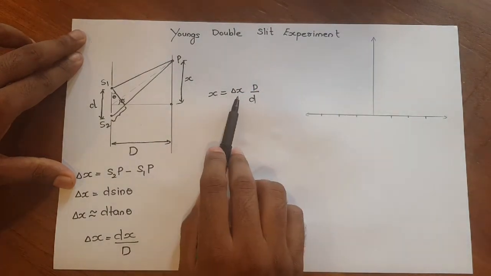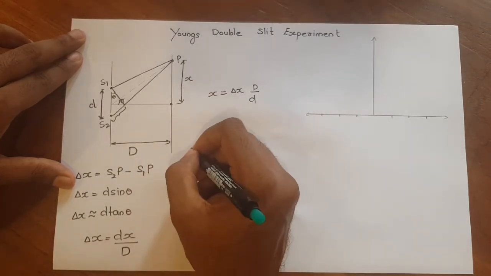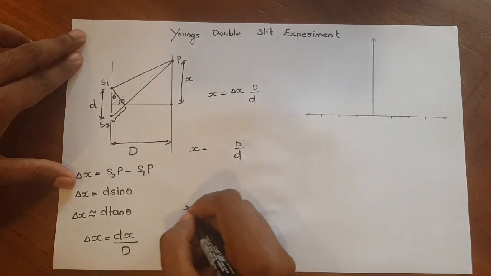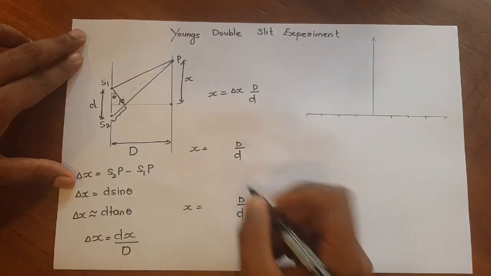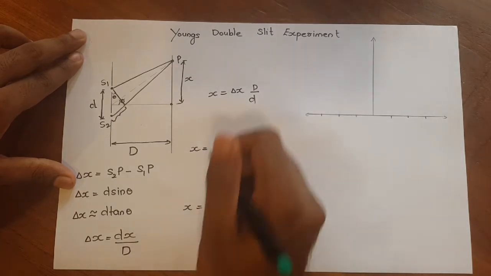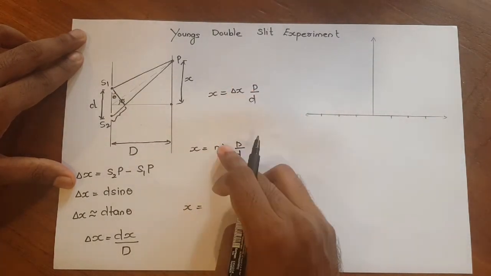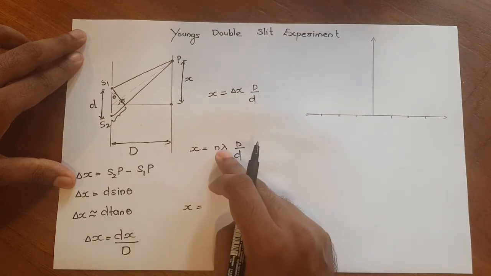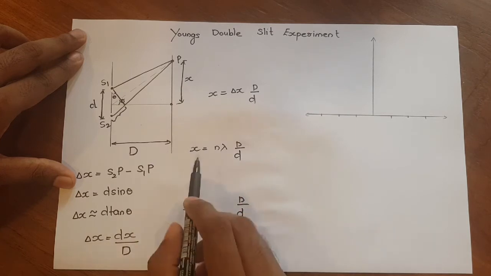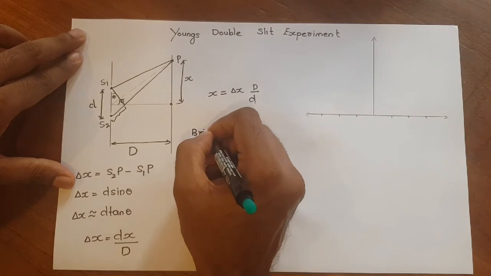We already know the condition for delta x, because at this point P, suppose we will take this point P, x equal to delta x into D by d. I am not writing the value of delta x now, but I can write it. I know the condition. If delta x equal to n lambda, that is path difference, if it is an integral multiple of lambda, this is the condition for constructive interference. So wherever the x value satisfies this equation, there we will get bright points.